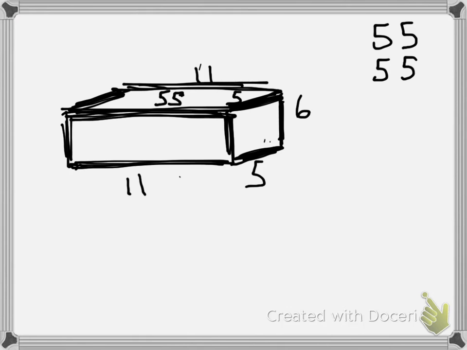Then we can go over here to the right side, and once again, it touches the 5 and the 6. So we're going to have 5 times 6 is 30, and if the right side is 30, since this is going to have a congruent side on the other side, that will be 30.